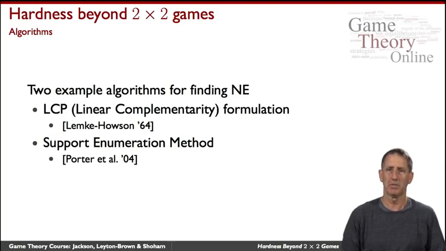On perhaps the other extreme is what is called the support enumeration method, a recent procedure that doesn't have as deep an insight into the structure of the problem. It says simply the following. If you fix the support of the strategies of the players, and the support of the strategy players are those actions that are played with non-zero probability, if you fix that support, then the problem becomes very easy. You can set it up as a linear program and solve it efficiently.